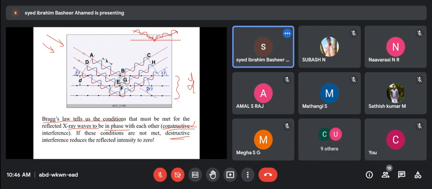Is it possible? Here you can see this wave is traveling an extra distance, and then again it is traveling an extra distance. Yes or no? The path difference, right? Definitely there is a path difference for this one and this one. So you have the path difference. So how can I then achieve all these waves in the same phase?